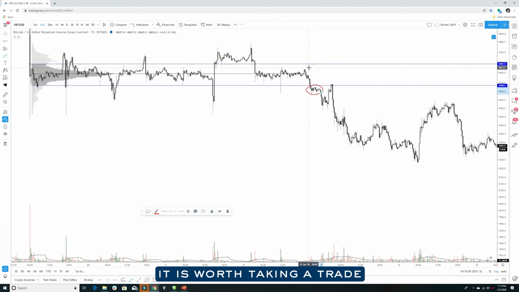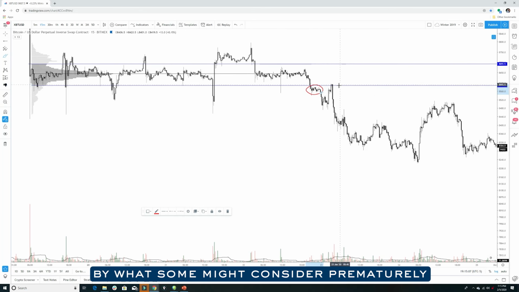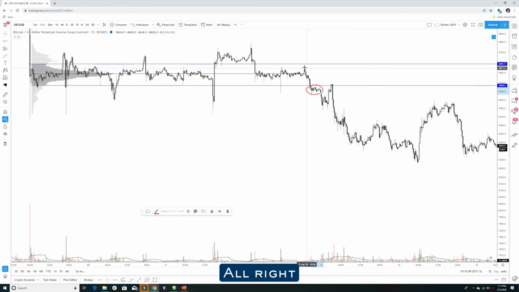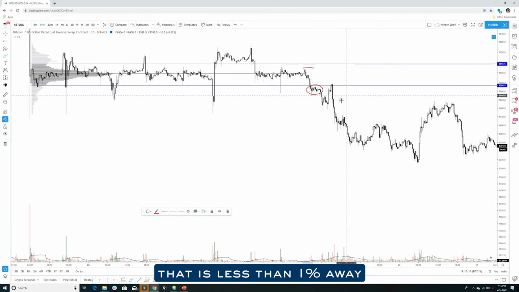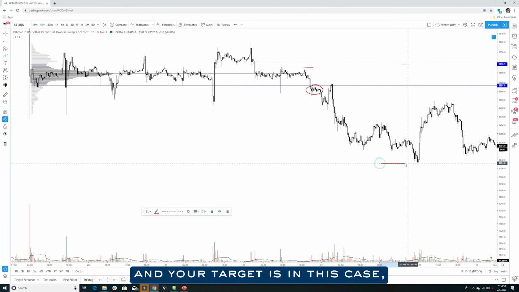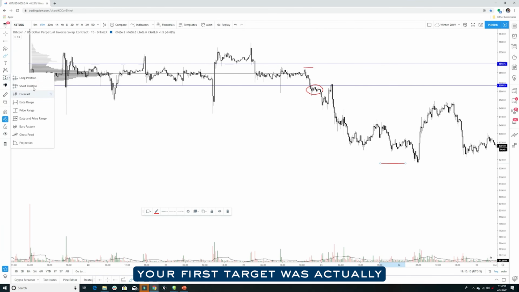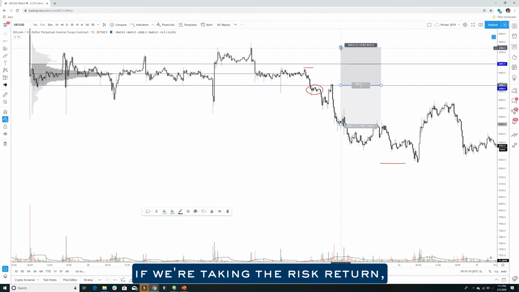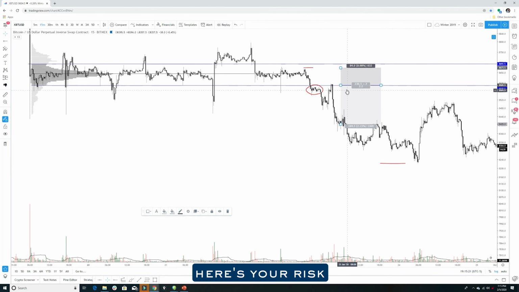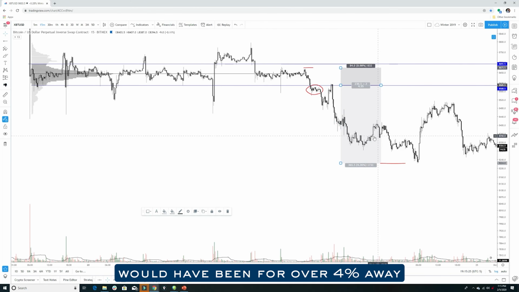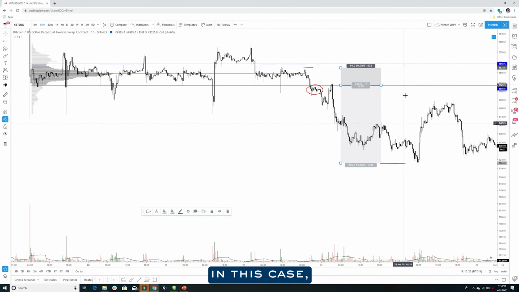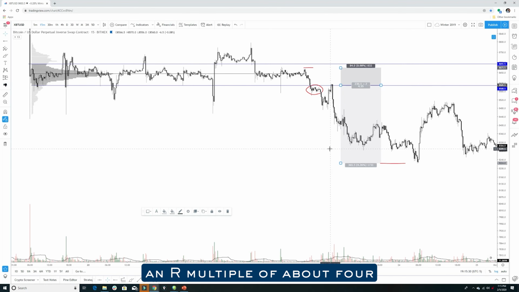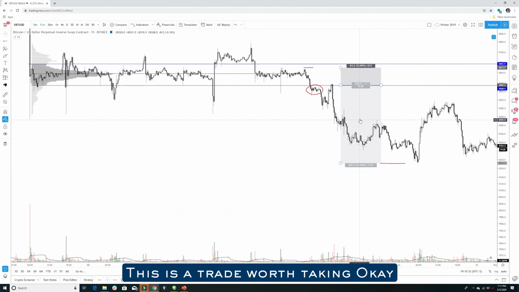So in this case, it is worth taking a trade by what some might consider prematurely, all right, because you have a stop that is less than 1% away, and your target, in this case, your first target was, if we're looking at the risk return, here's your risk, all right, and your return would have been over 4% away. So you're looking at, in this case, an R multiple of about 4. This is a trade worth taking, okay?